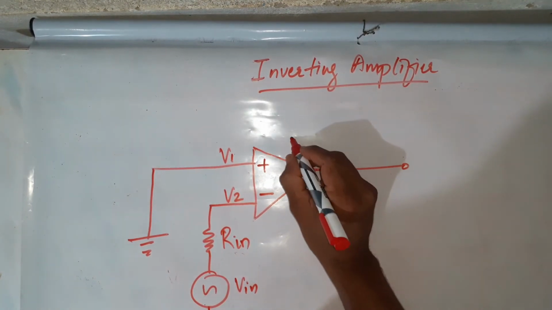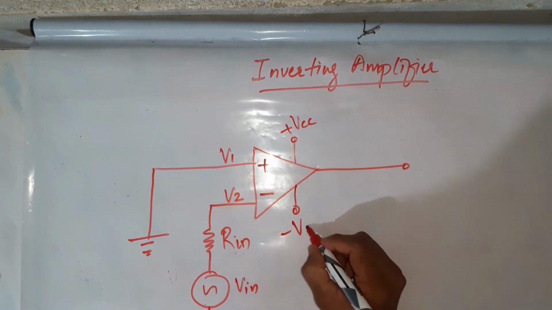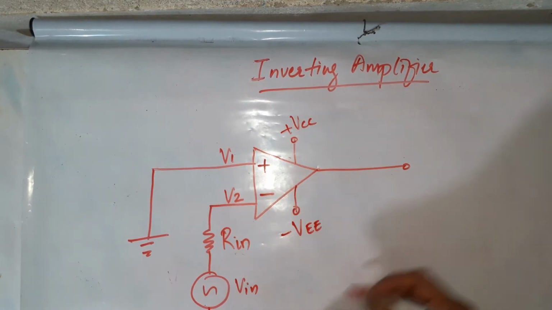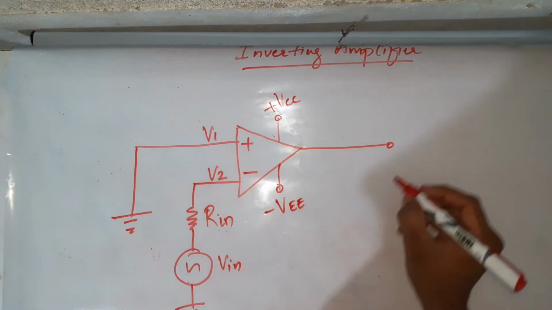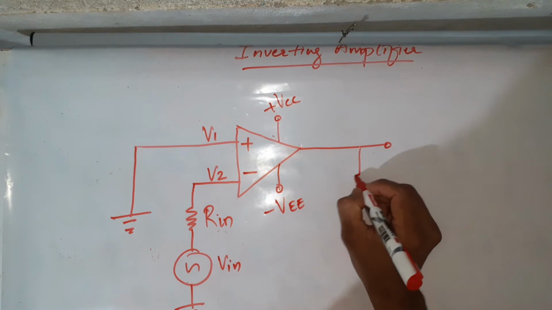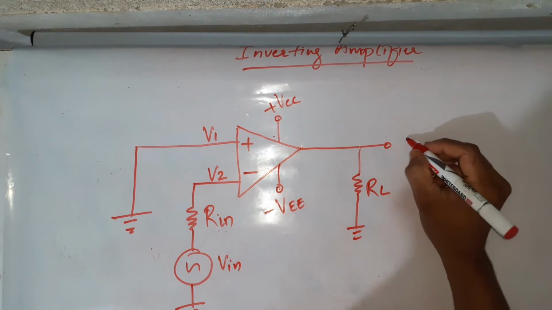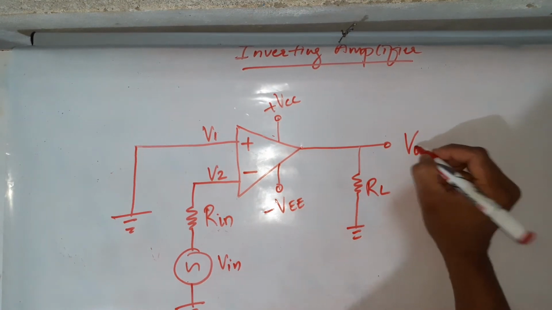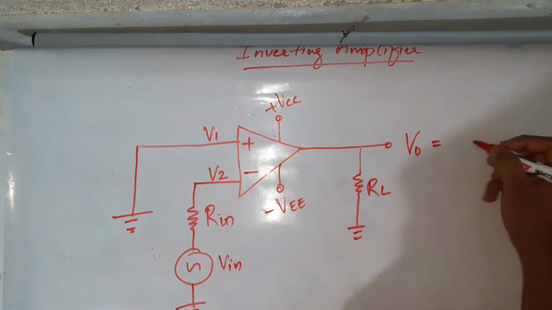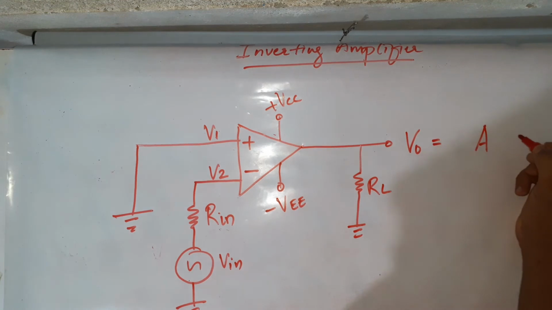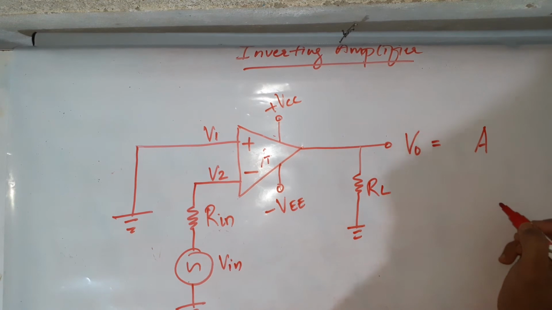Yes, I forgot here supply voltage. This should be plus VCC and this should be minus VEE. Theory regarding this topic is already described in my notes. Okay, now one load resistance. This will be RL. Okay, finally what should be our output? One thing is there should be a gain of the circuit, right? Gain of your op amp. Gain will be multiplied with input.